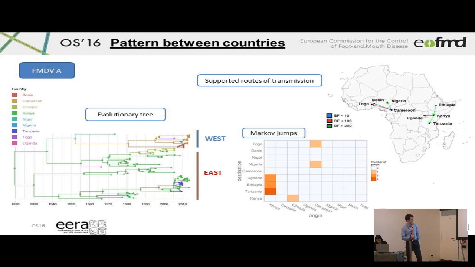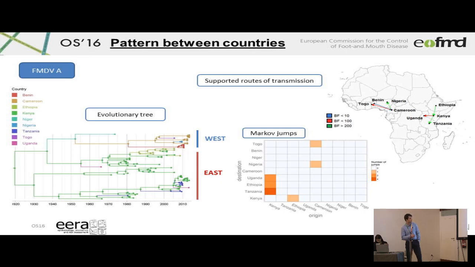We can also see that the most recent common ancestor between all those different sequences was in 1920, which is quite recent. We've been able to determine a well-supported route of transmission, and we can also see there a clear separation between the two coasts, because we've not been able to detect a well-supported route of transmission between those two parts of Africa.